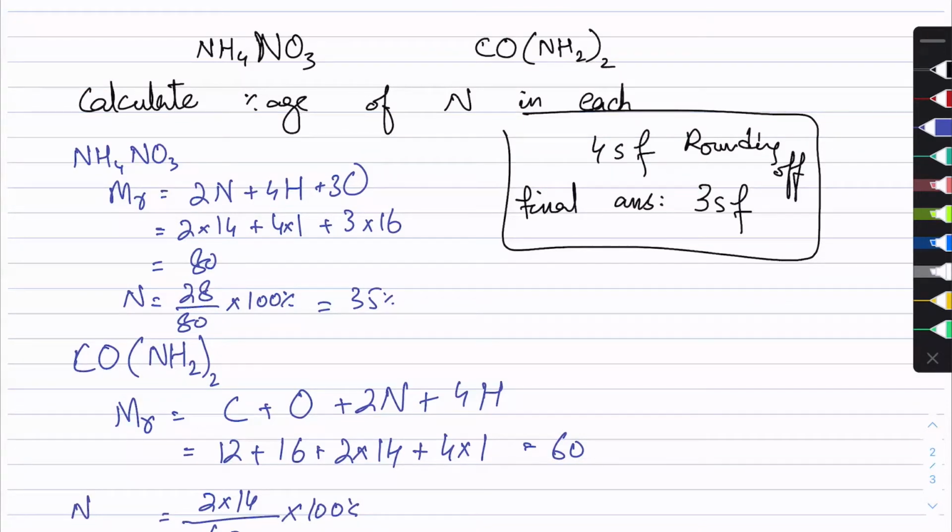46.7%. So clearly, based on this, you have to give the values of both of them, because the examiner said calculate percentage of nitrogen in each. So you calculate it for both of them, and then you justify that because nitrogen has a higher value in urea, it is a better fertilizer for that reason. Okay, so I hope everybody's clear when it comes to percentage mass or any such thing.